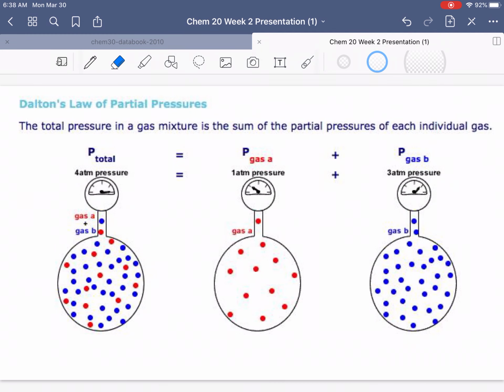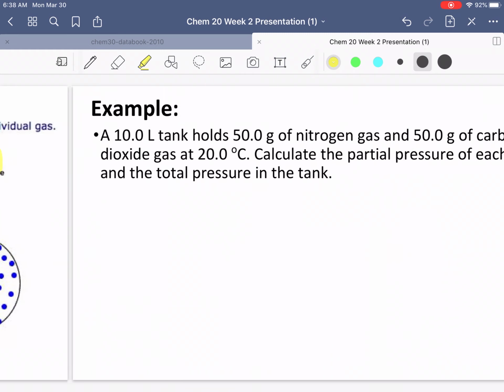Look at this scenario. Similar type, where we have our first gas, gas A. We have our second gas, gas B. Add those together, and we get the total. 1 atmosphere plus 3 atmospheres. Check it out, 4 atmospheres. The partial pressures add up to the total pressure. Let's put this into practice.